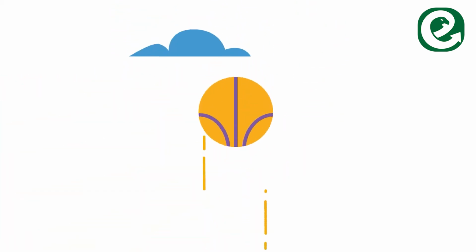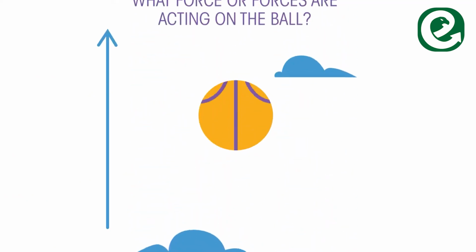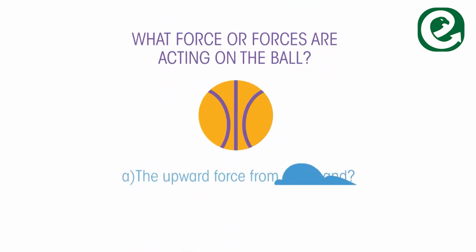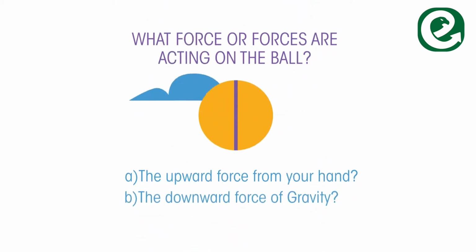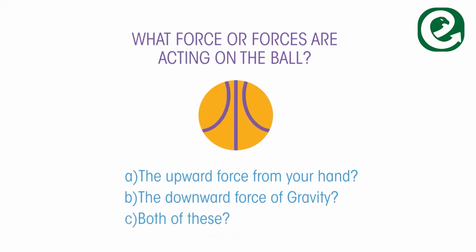You have just thrown a ball, and it's travelling upwards, neglecting air resistance. What force or forces are acting on the ball? A. The upward force from your hand. B. The downward force of gravity. Or C. Both of these.